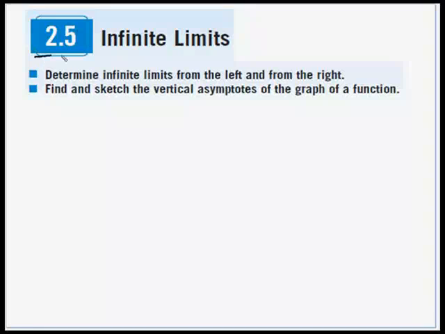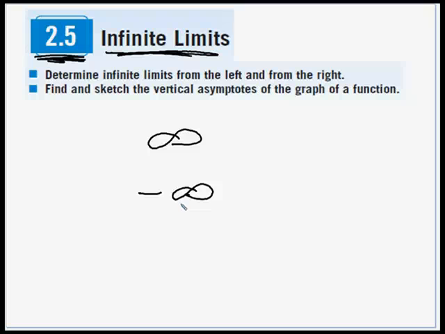Alright, in this section we're going to finish up Chapter 2 by going over infinite limits. We're going to determine infinite limits from the left and the right, and find and sketch vertical asymptotes of the graph of a function. Now remember, infinity is not a limit. That would be unbounded behavior. So what we're talking about here is the behavior of functions. Does our function head to positive infinity or to negative infinity as we approach some x value?